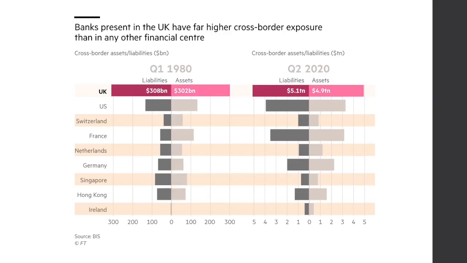All right, so this is more kind of on the London part of the last slide and its role as a financial hub. So this graph shows banks present in the United Kingdom having far higher cross-border exposure. So we're looking at international relations with these banks. I mean, look here at the UK. They're dominating both the liabilities and assets in quarter 1 of 1980 and quarter 2 of 2020, which is a 40-year difference, and they're still at the top. Isn't that miraculous here?